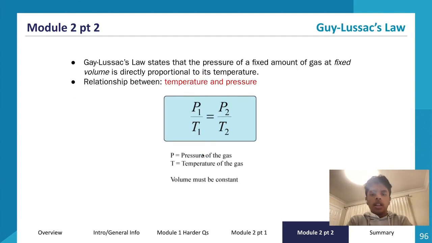Now let's go through Gay-Lussac's law. Gay-Lussac's law states that the pressure of a fixed amount of gas at a fixed volume is directly proportional to its temperature. This one is the relationship between temperature and pressure. P1 over T1 is equal to P2 over T2. P1 and P2 are the pressures of the gases, and T1 and T2 are the temperatures of the gases. For Gay-Lussac's law to be observed, the volume of both systems must be kept constant.